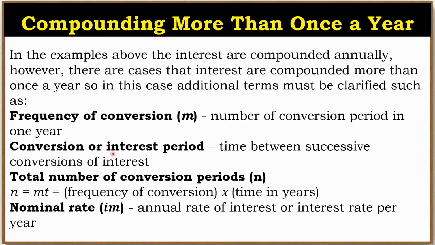Next is the conversion or interest period. This is the time between successive conversions of interest. And then we have the total number of conversion periods, which is represented by n. That is equal to the product of the frequency of conversion and time in years. And we'll have the nominal rate, or i raised to m. This is the annual rate of interest, or interest rate per year.